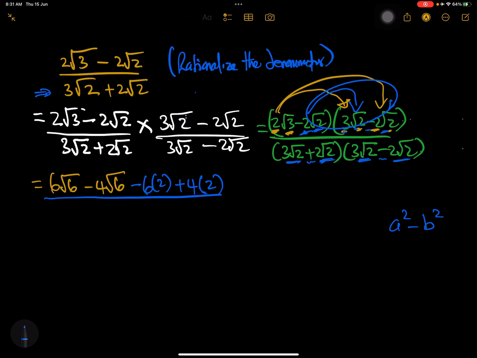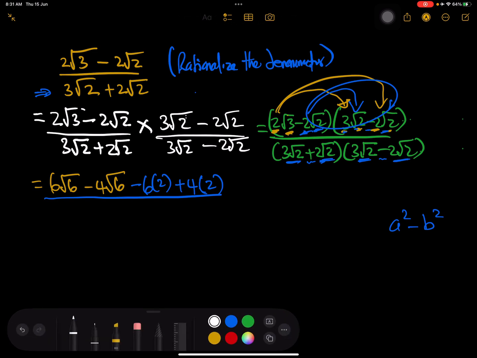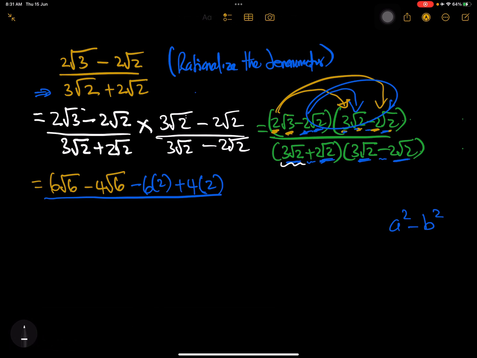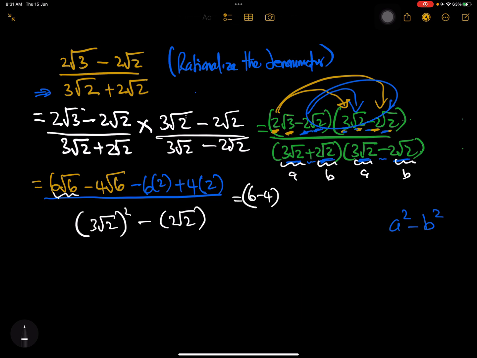Now, what is our square? What is the square of our A? This is our A, and this is our B. So the square of A is 3 square root of 2 squared, minus our B squared, which is 2 square root of 2. And then we are going to have the top part. We are going to have 6, this one. It will be 6 minus 4. And then it will be square root of what?